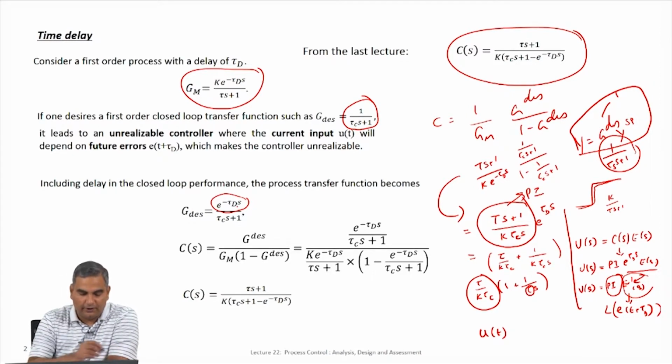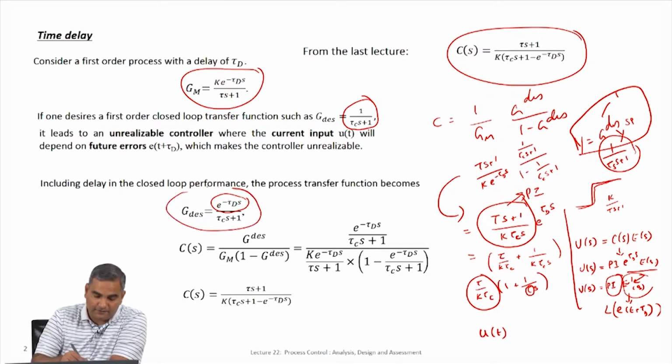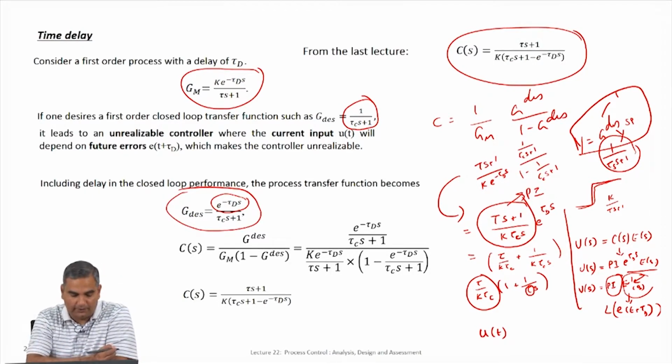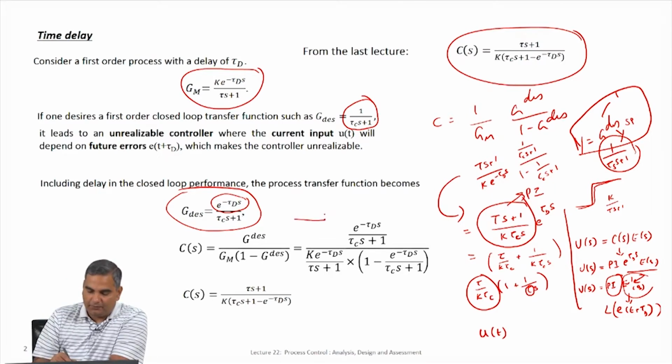So, I am just going to say let me accept that, and the performance loss is e power minus tau ds. If you look at this g desired function, you will notice that the gain is 1 again, even though I have introduced e power minus tau ds. That means ultimately I will get to my y set point value. However, I will have a time delay. So, if there is a y set point change made here, y will do something like this. Ultimately, it will go there, but there will be a time delay here. This is the performance loss I have.